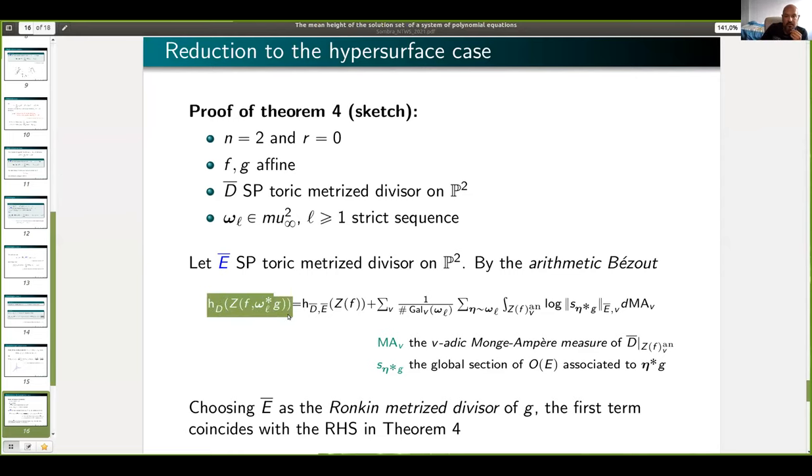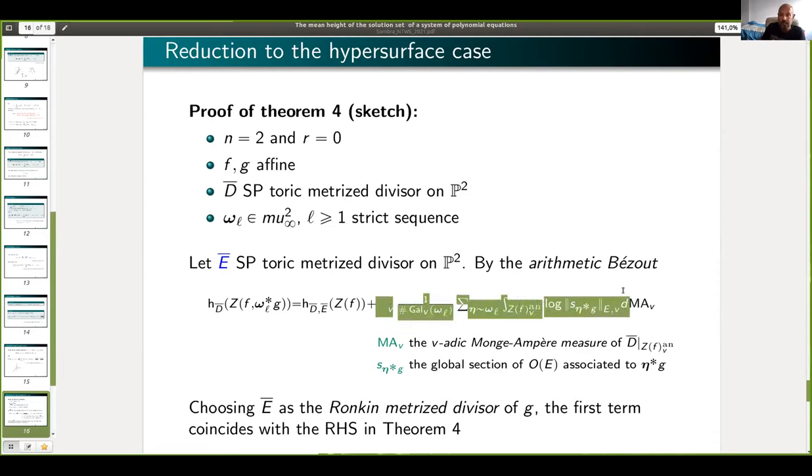In any case, the height of this zero cycle, this point in P2, is by the arithmetic Bézout theorem equal to the height of the curve defined by f with respect to some arbitrary metrized divisor that you can choose, this D bar, plus some correction term that is this long thing. Let me forget about this for the moment and concentrate on this. The first observation is that if you choose this metrized divisor wisely, it is the so-called Ronkin metrized divisor of g.